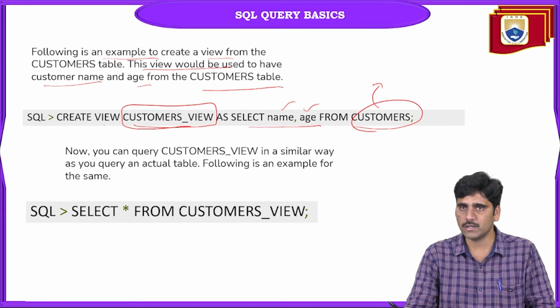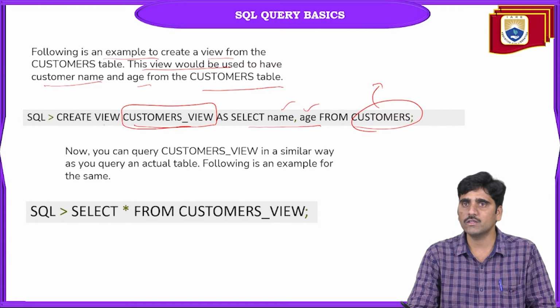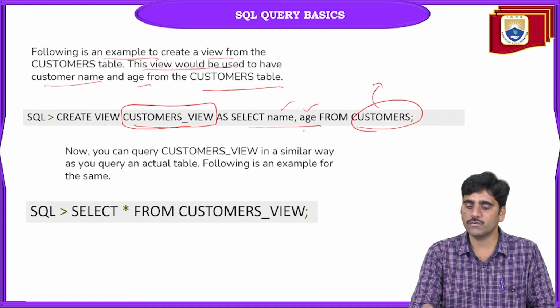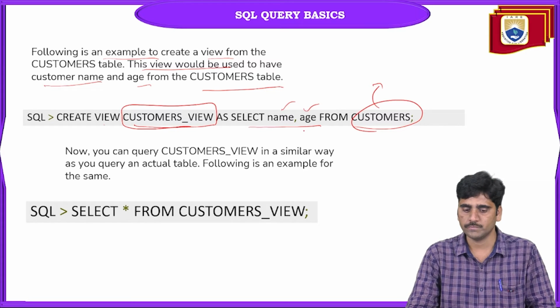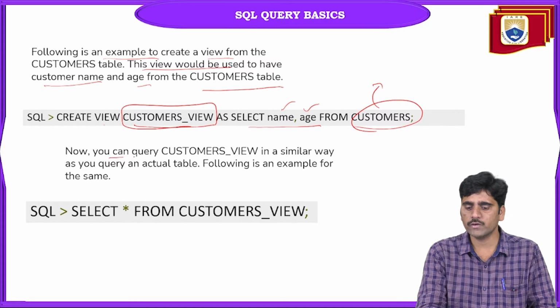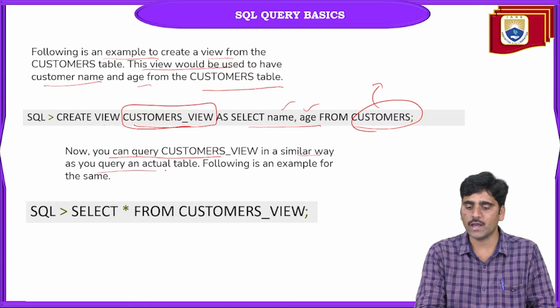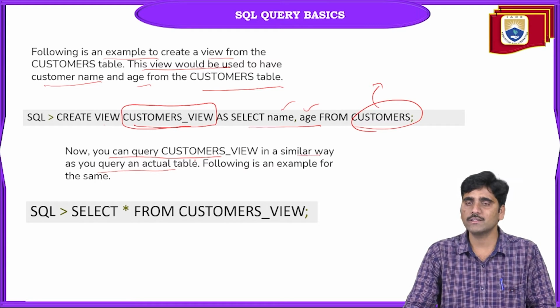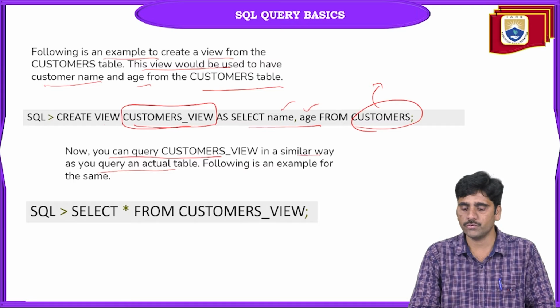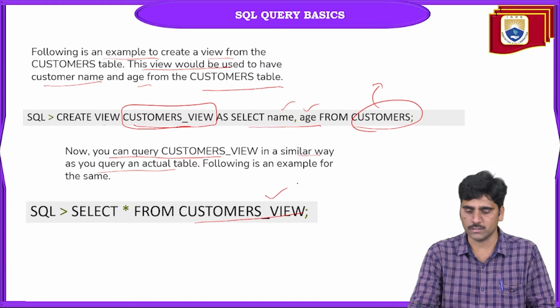In that customers table we have multiple fields, but among all those fields, I am going to take only those two fields, name and age. With these two fields, I am going to create a view, that is customers_view. Now you can query customers_view in a similar way as you query an actual table. So now you can see the content from this view.